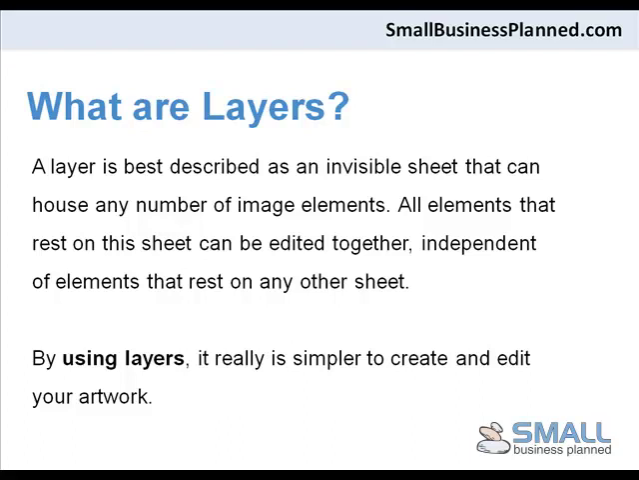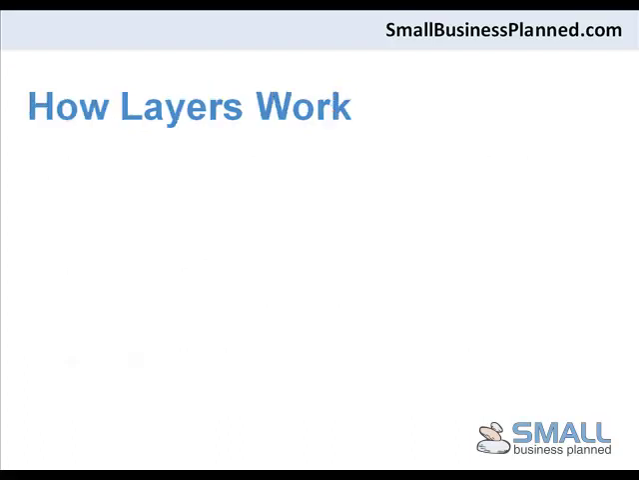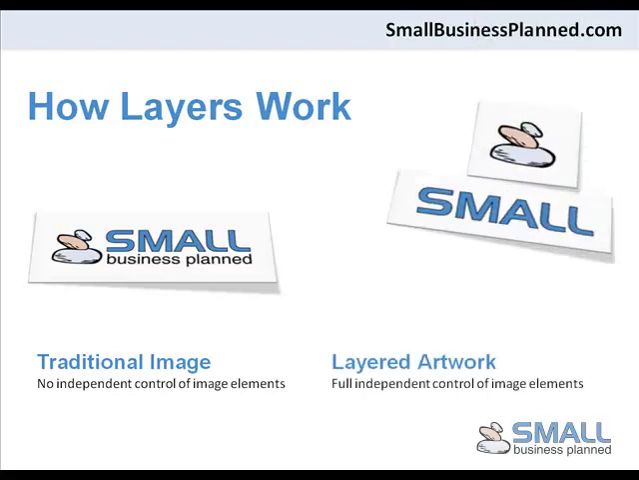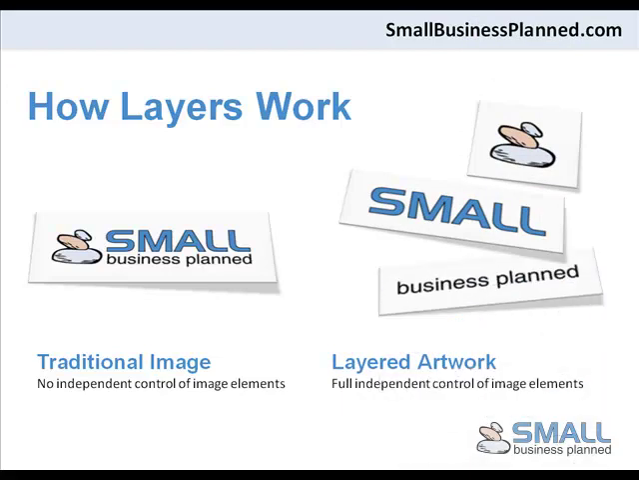So let's have a look at an example. Here's how layers work. With a traditional image such as, say, a JPEG or a GIF, you're met with a flattened image, like the Small Business Plan logo. Whereas with layered artwork, individual elements within the artwork are all separated from one another. This allows you to focus on one particular element within your artwork, say the icon, for instance, or the word small, and independently edit this, either by making it larger, smaller, or changing its contrast, or even cropping it slightly. And this can all be done independent of any other element in your artwork.